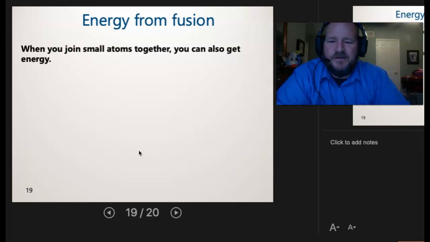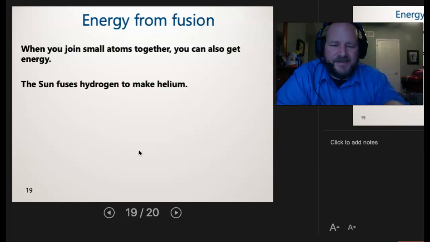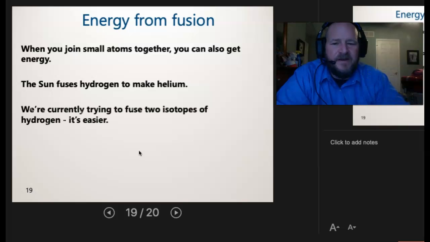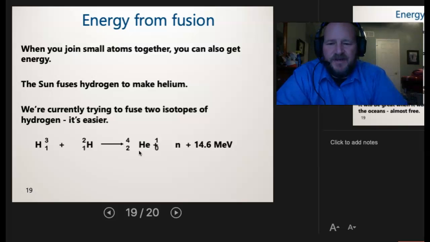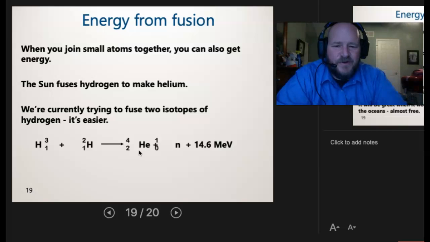Now, fusion is when we take two small atoms and fuse them together. It also gives off energy. And we know that the sun does this. It takes two hydrogen atoms, fuses them, and makes helium. Okay, so that's currently what we're trying to do. Now, if I take a heavy hydrogen and mix it with another heavy hydrogen, I can make a helium, get the one neutron, and then get 14.6 million electron volts.